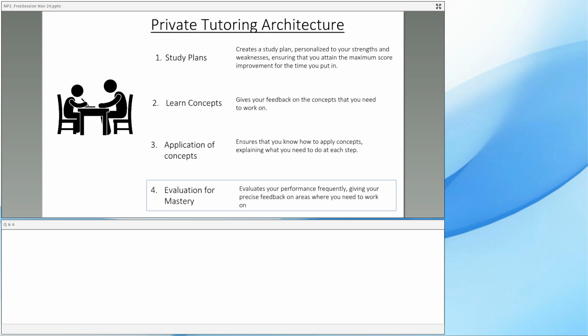Now let's talk about the last piece, which is evaluation of mastery. You need to make sure that when you're studying algebra or arithmetic, right at that point, you need a tool to tell you whether you've hit that 80 percentile or 93 percentile, whatever your target is.